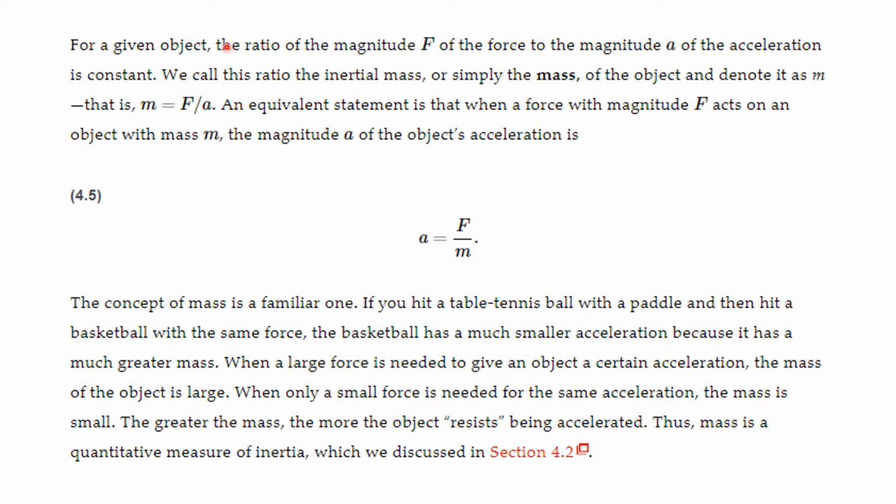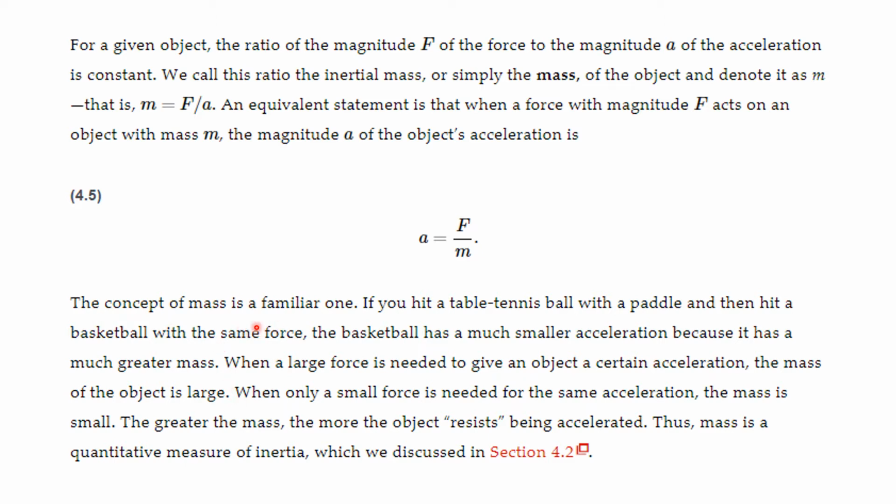Okay, so if we put this all together, for a given object, the ratio of the magnitude F of a force to the magnitude a of the acceleration is constant. So the ratio of F to a is constant. And this ratio is called the inertial mass, or simply the mass. So what we're saying here is mass is equal to force divided by acceleration. An equivalent statement is, I can multiply both sides by a, so that would be F equals ma, or a equals F over m.